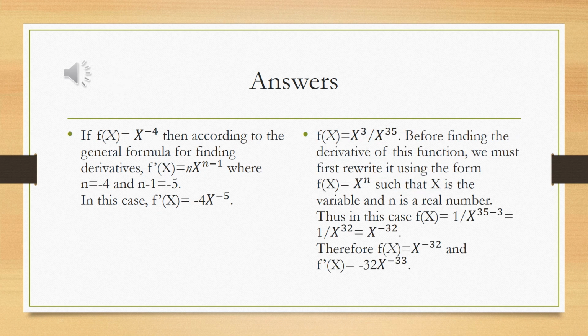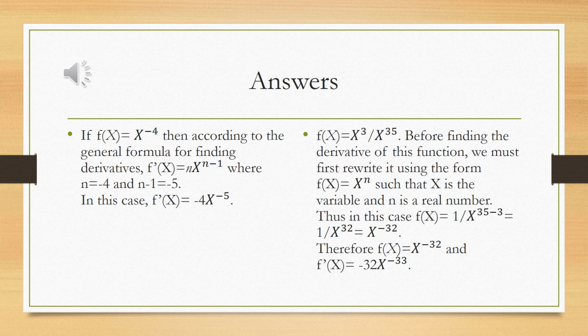If f of x equals x to the power minus 4, then according to the general formula for finding derivatives, f prime of x equals n x to the power n minus 1, where n is minus 4 and n minus 1 is minus 5.